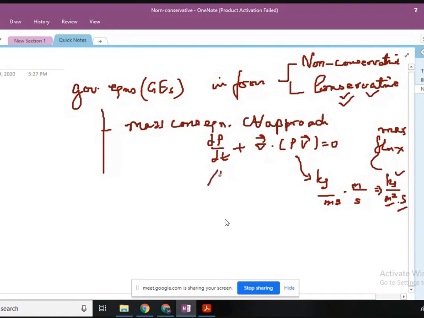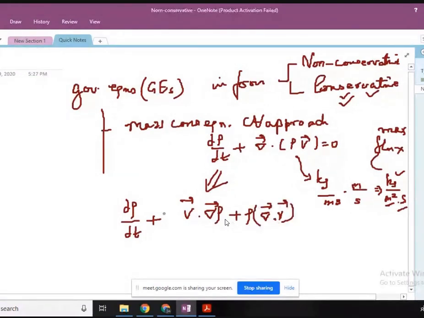I told you it can also be written mathematically. It is also correct to write the expanded form of this equation with further expansion, which is the velocity dot the gradient of density plus density into the divergence of velocity. This is the expansion for the terms in the bracket, and on the right hand side you have 0. Suddenly you see that you lost the physical meaning of this set of equations.